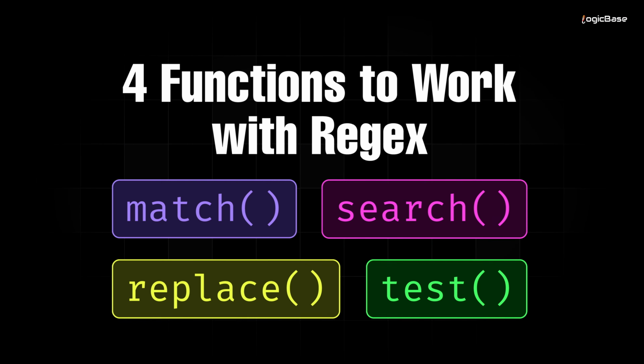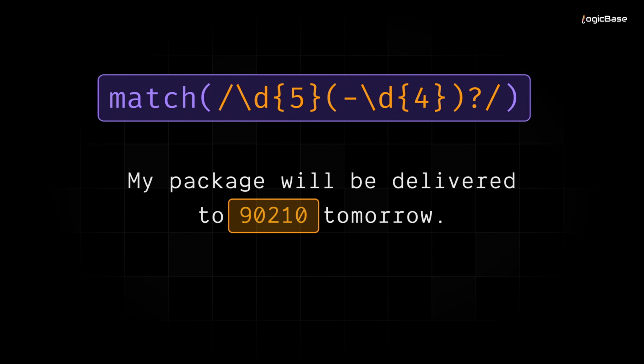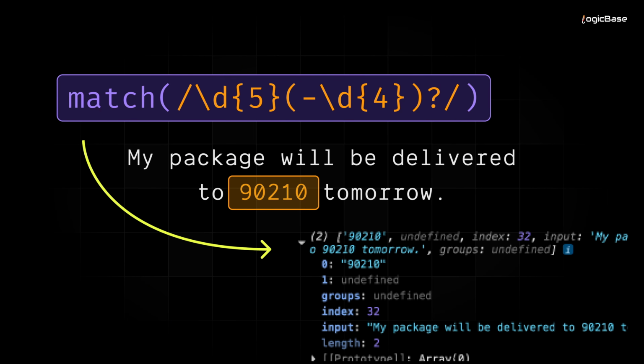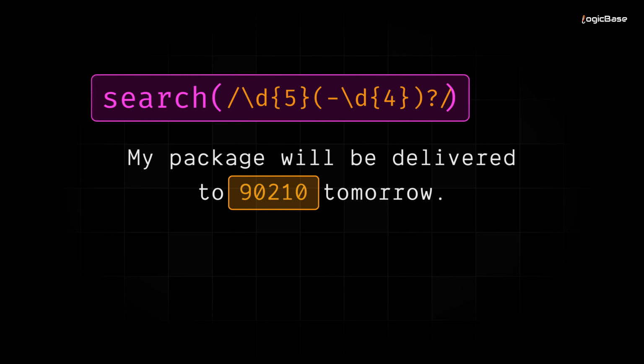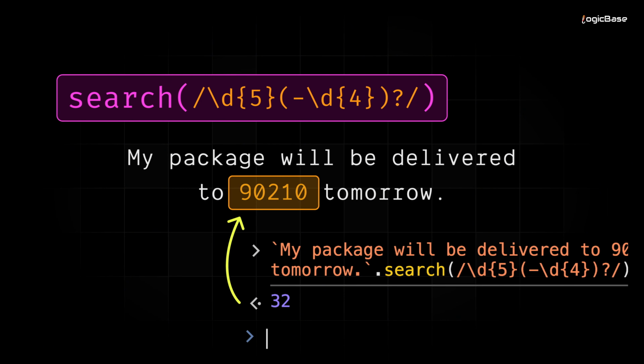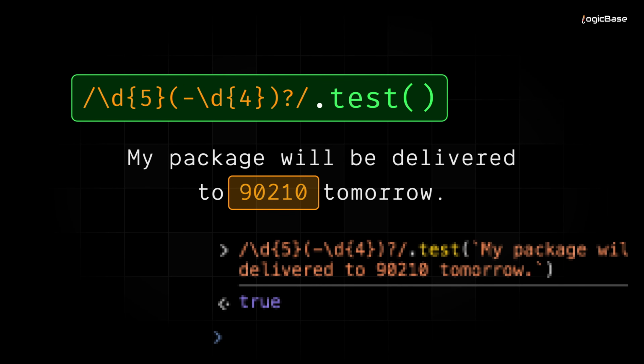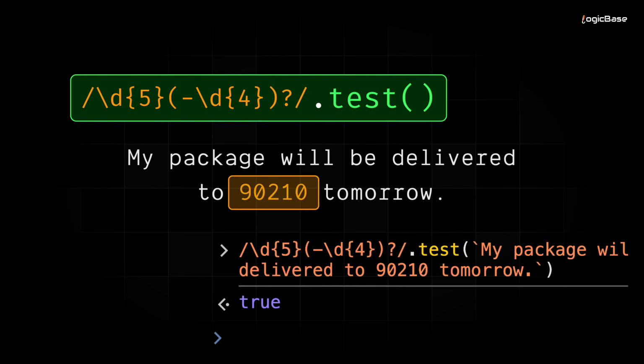In JavaScript, there are mainly 4 functions to work with regular expressions. One is match, another is search, then replace, and finally test. The match function checks the text against the regex, and if there are matches, it returns all of them as an array. The search function returns the position of a match, that is, the index. Using replace, we can change the part of the text that matches the regex to anything we want. The test function checks whether the regex matches the text or not and returns true or false.